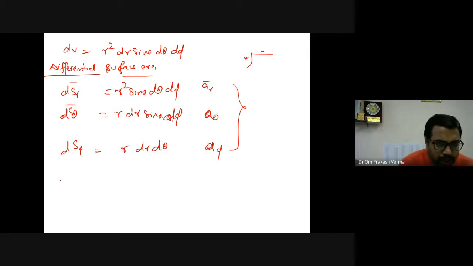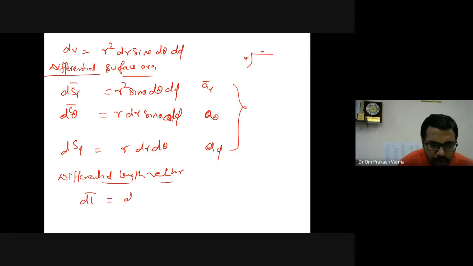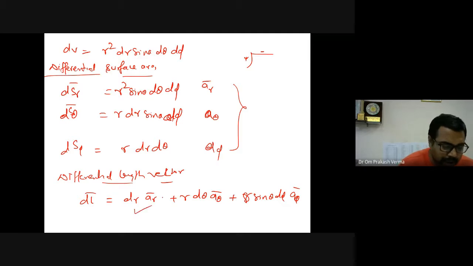And the last one was the differential length vector in the spherical coordinate system, where dl is given as dr a r plus r d theta a theta plus r sine theta d phi a phi. So this is the differential length.